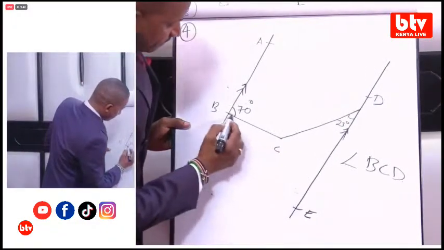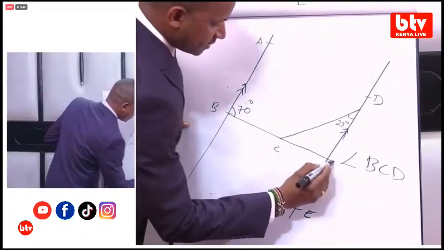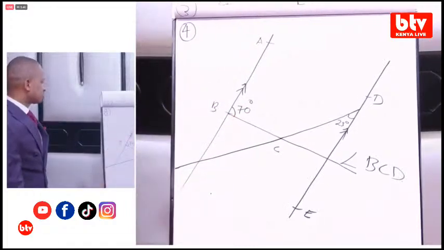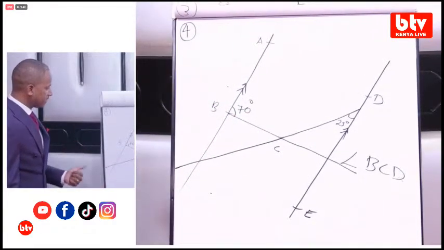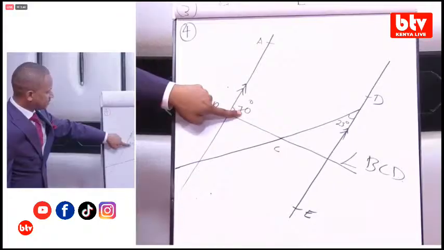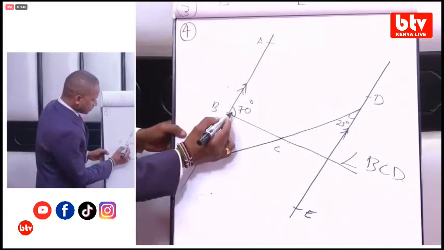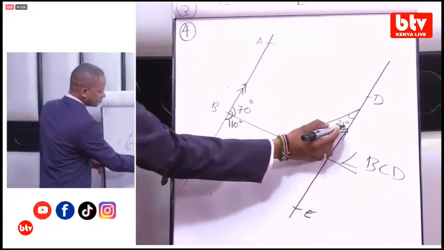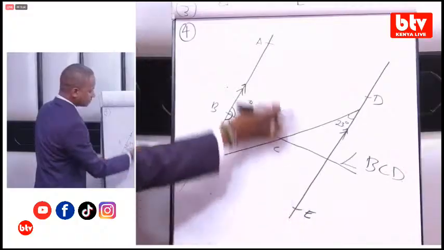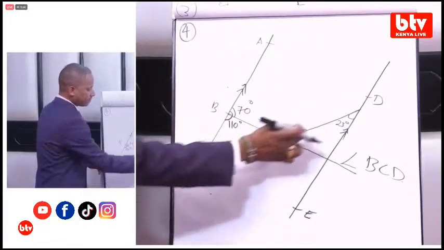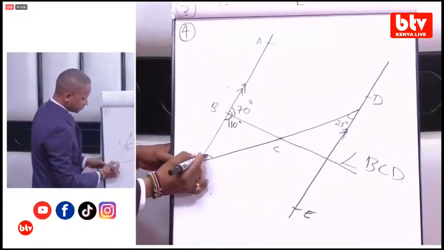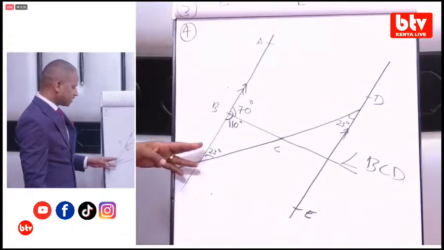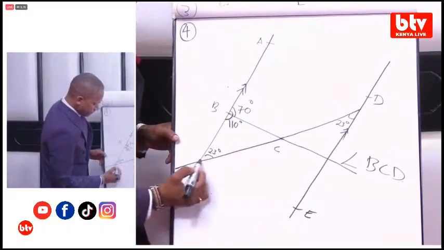Before you do anything, just make extensions of these lines, a complete extension. The first rule: if this is 70 degrees, angles in a straight line add up to 180 degrees, so this angle here is 110 degrees. And if this is 23 degrees and this line is parallel to this line, then this angle is also 23 degrees, which is alternate angles.